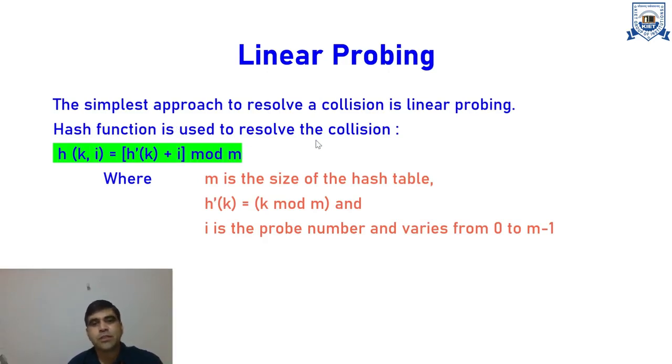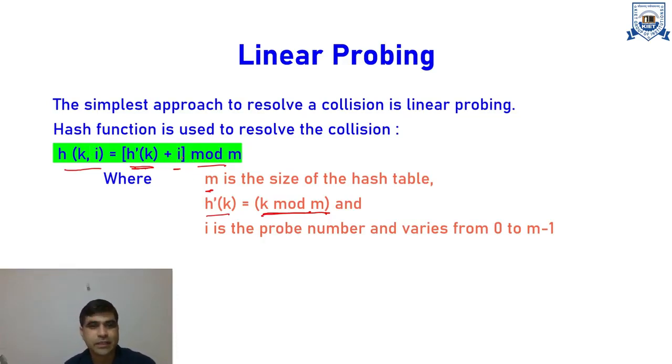The hash function used to resolve the collision is h(k, i) = (h'(k) + i) mod m, where m is again the size of the hash table. h'(k) = k mod m. This is your original hash function and will be used when no collision occurs. But if a collision occurs, then we'll use this new function to find the new space to store the colliding record.